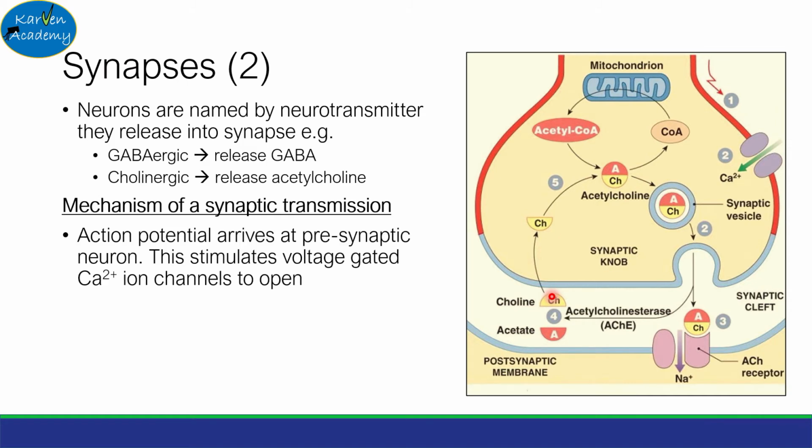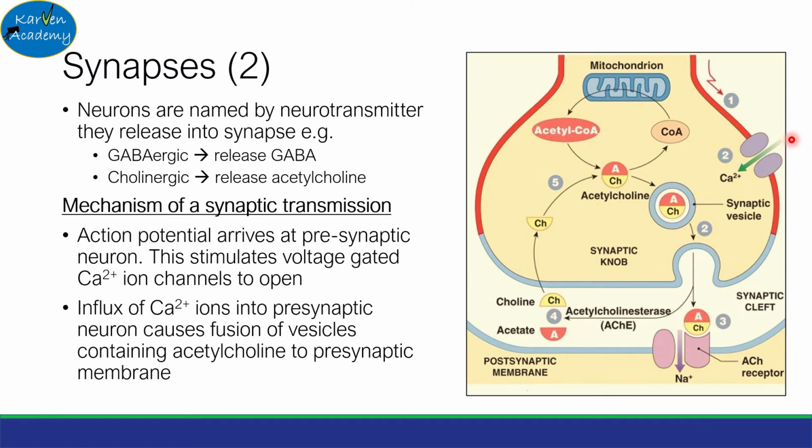So firstly, an action potential arrives at the presynaptic neuron, and this stimulates voltage-gated calcium ion channels to open. And what happens after is that calcium ions enter, so this is called the influx of calcium ions, into the presynaptic neuron. And when they enter, they cause the fusion of acetylcholine containing vesicles with the presynaptic membrane. And when they fuse, the acetylcholine gets released and it binds to the acetylcholine receptor on the postsynaptic membrane.